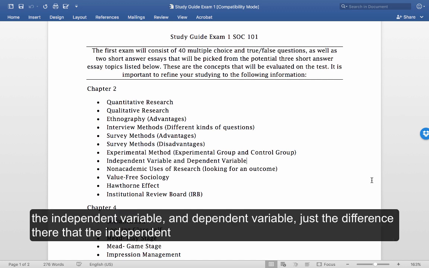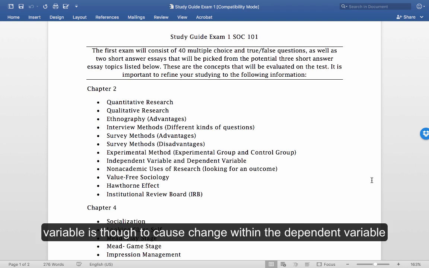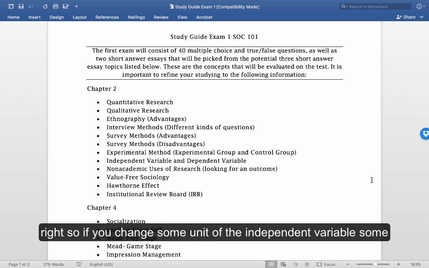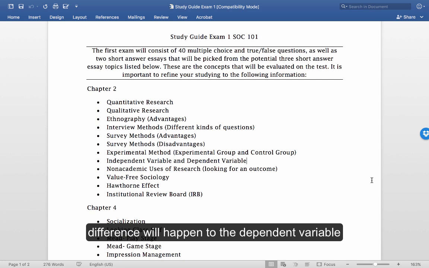So the independent variable and dependent variable, just the difference there, right? That the independent variable is thought to cause change within the dependent variable, right? So if you change some unit of the independent variable, some difference will happen to the dependent variable.